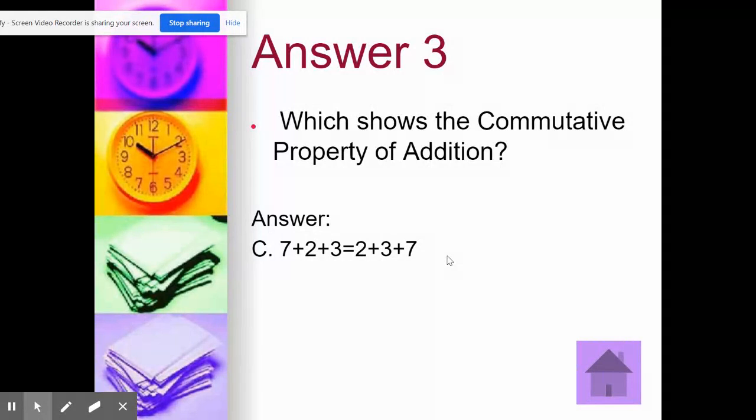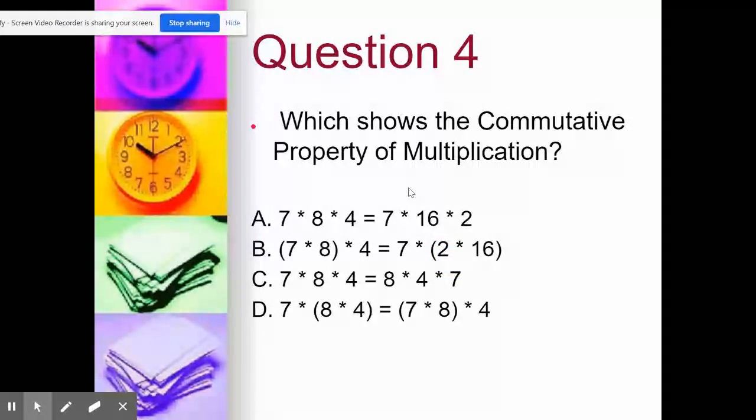Because all they did, remember, commutative, I'm commuting, I'm changing the numbers around. But the answer stays the same. It's the same numbers, they're just moved around. Now, which shows the commutative property of multiplication? So the same numbers, but just moved around.